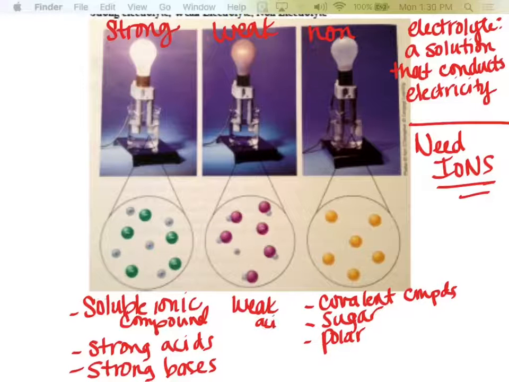But insoluble ionic compounds? No. Insoluble, they don't dissolve, so they wouldn't. What about partially soluble? No. Is that a thing? No.